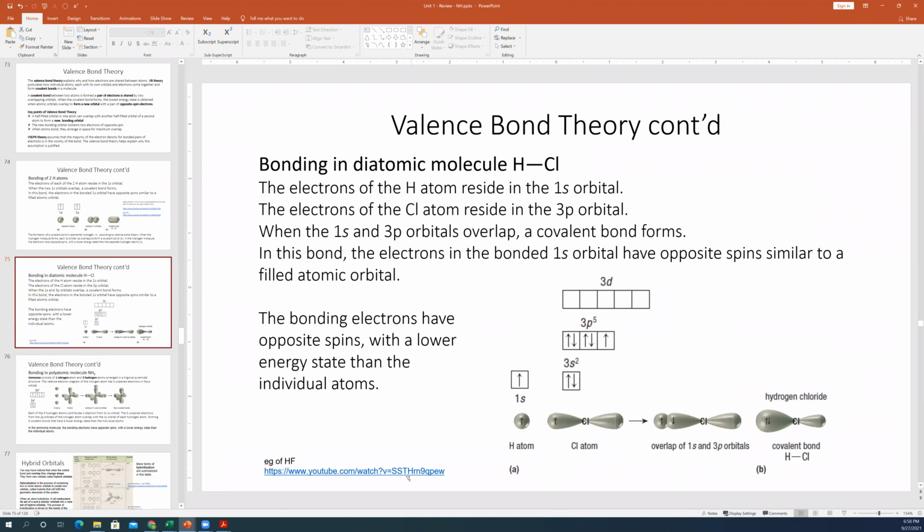And I encourage you to go back and watch these YouTube videos to see how these orbitals are overlapping and forming bonds.